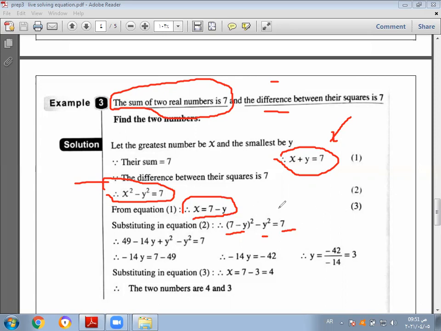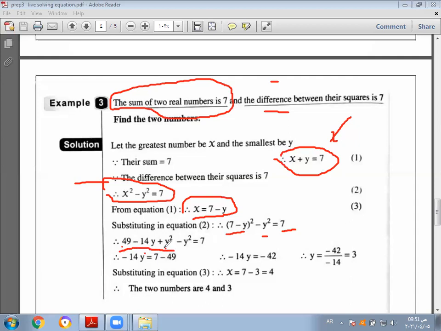We simplify this equation by expanding the bracket power 2. We know that if we expand it, we get three terms. The first term is 7 power 2, which is 49. The third term, the second term power 2, negative y all power 2, is y power 2. And the middle term is the first term times the second times 2, so 7 multiplied by negative y multiplied by 2 gives negative 14y. So we get 49 minus 14y plus y power 2 minus y power 2 equals 7. We simplify it.